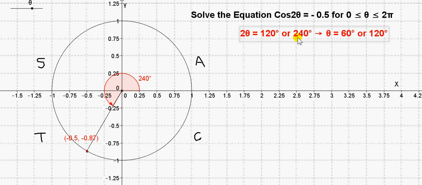So we found two values for 2 theta, and of course to find theta then we just divide across by 2. So theta must be either 60 degrees or 120 degrees. However, we can find more solutions. Theta has to be an angle between 0 and 360 degrees. We can actually get more values for 2 theta. You see, we can add 360 degrees onto an angle, and that won't affect the value of the cos function. So if I add 360 degrees onto 120, I'll get an angle whose cos is also minus 0.5.